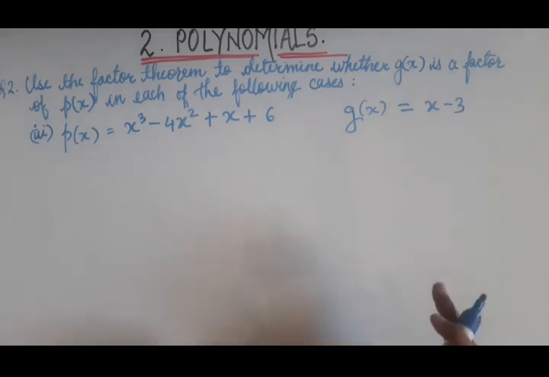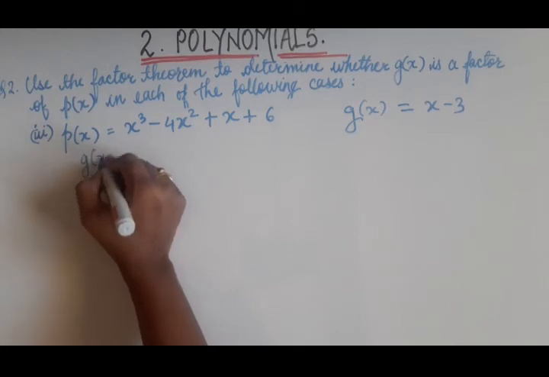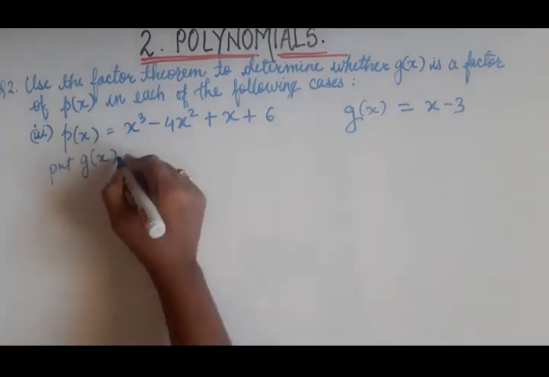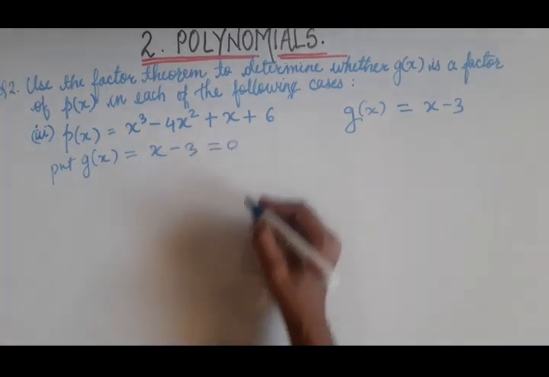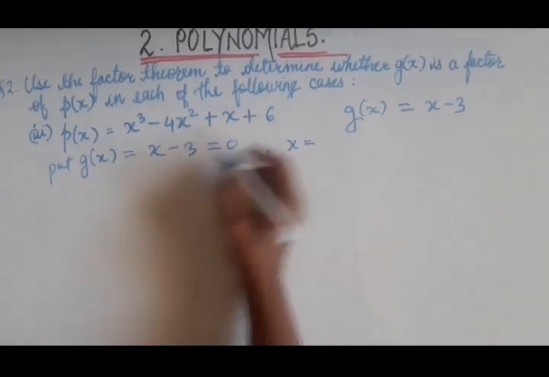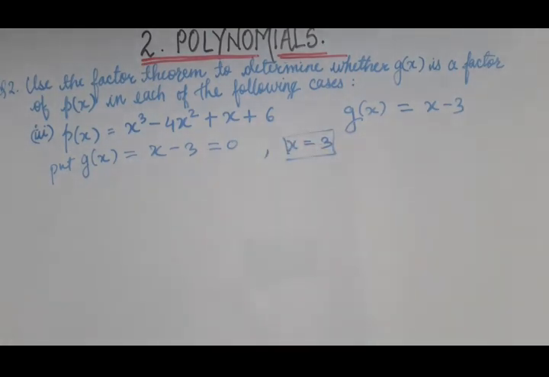So for that, again find 0 of your g of x. How you will find? Equate that with 0. So put g of x, that is x minus 3, equal to 0 to find 0 of it. So what will be the 0? This minus 3, after going that side, it will be plus 3. So x is equal to 3. So 0, you got 3. Now put that 0 in p of x, and if it is equal to 0, it will be a factor. If it is not equating with 0, it will not be a factor.